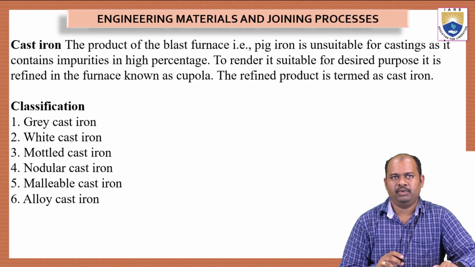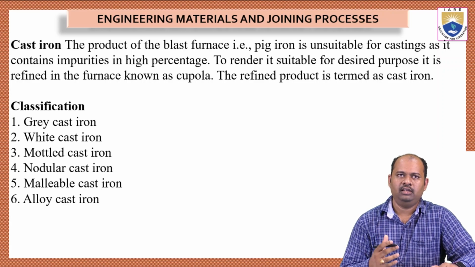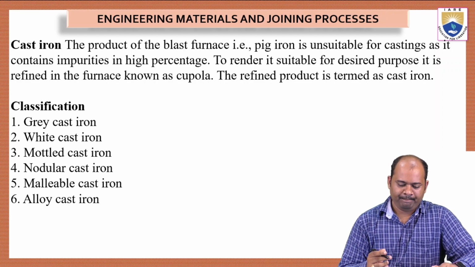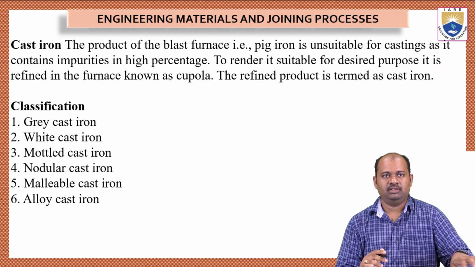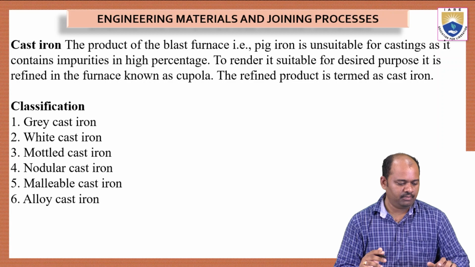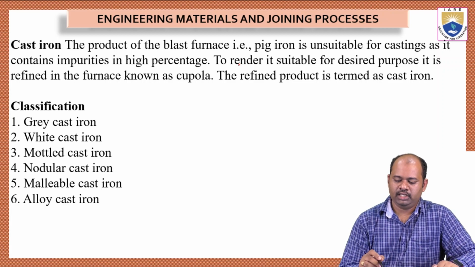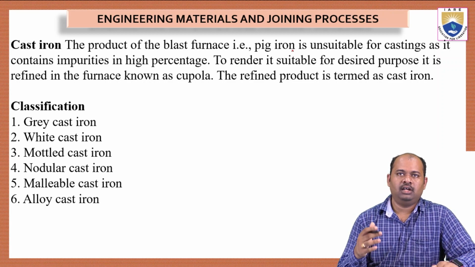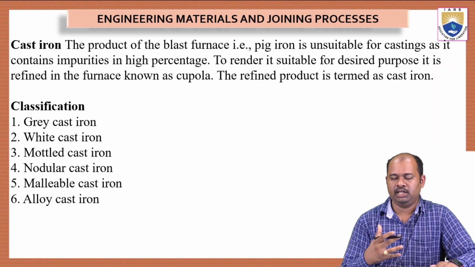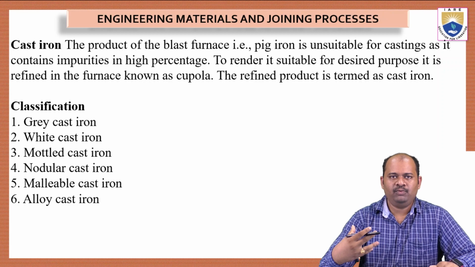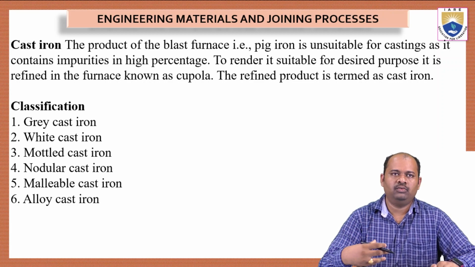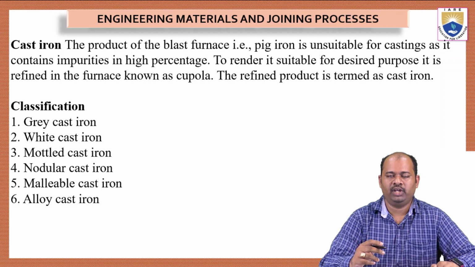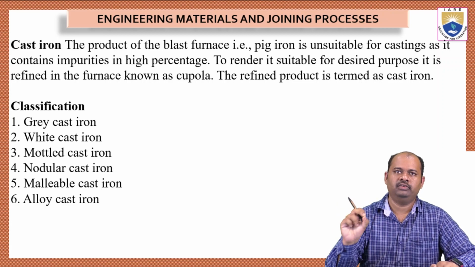So cast iron is an iron form which has many applications. There are different types of cast irons also. Now we are going to see them in detail. Pig iron is unsuitable for casting as it contains impurities in a high percentage. So we have to purify this pig iron to form cast iron. So cast iron is the purified form of pig iron.